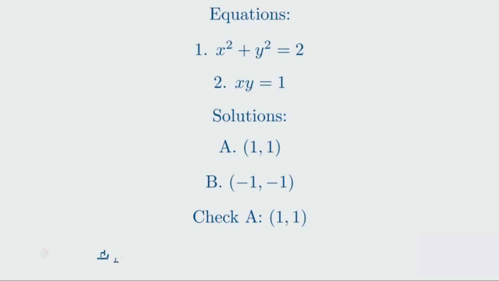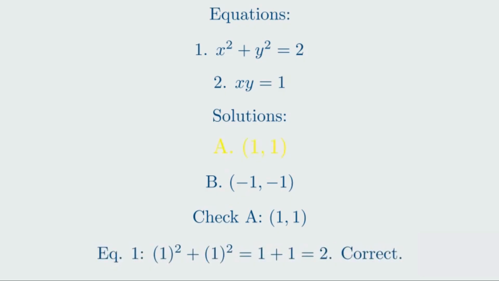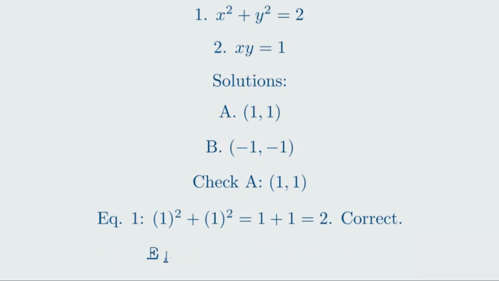Plugging in x equals 1 and y equals 1, we get 1 squared plus 1 squared. That's 1 plus 1, which equals 2. This is true. The first equation is satisfied. Now let's check it in the second equation. Plugging in x equals 1 and y equals 1, we get 1 times 1, which equals 1. This is also true. Both equations are satisfied, so (1, 1) is a valid solution.